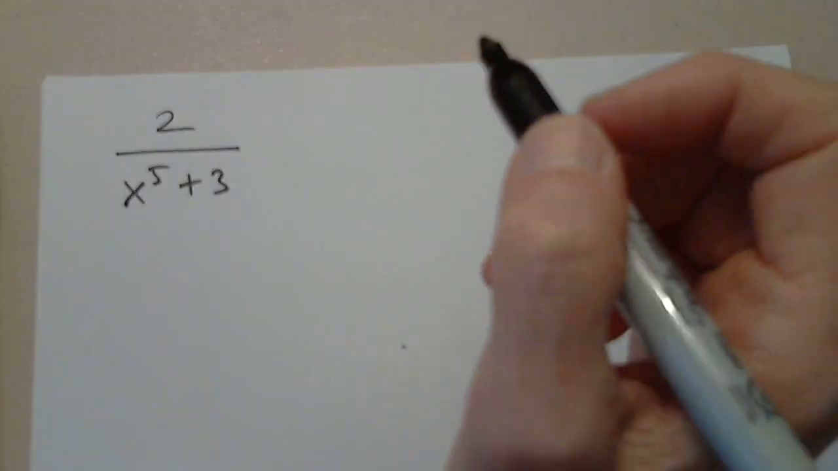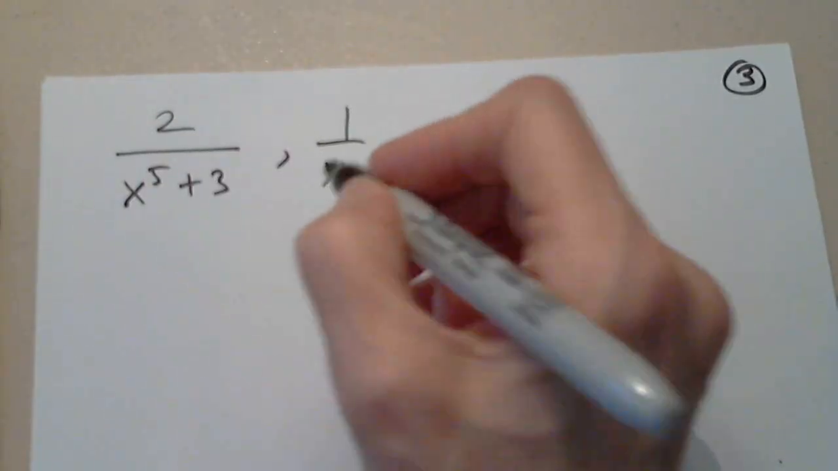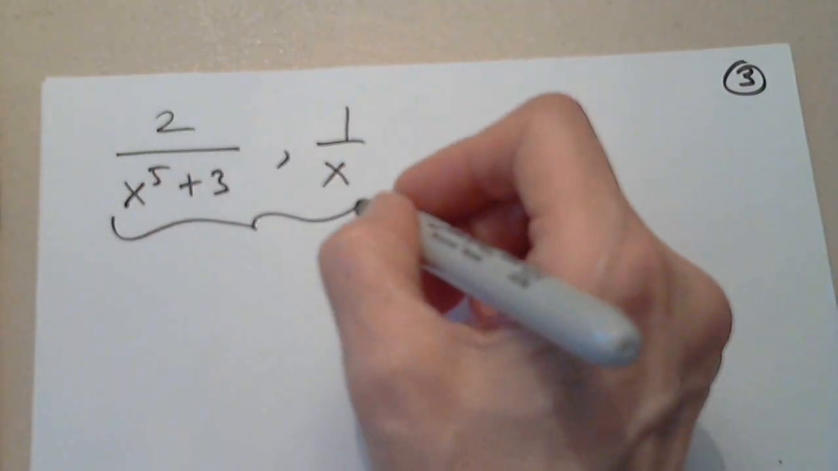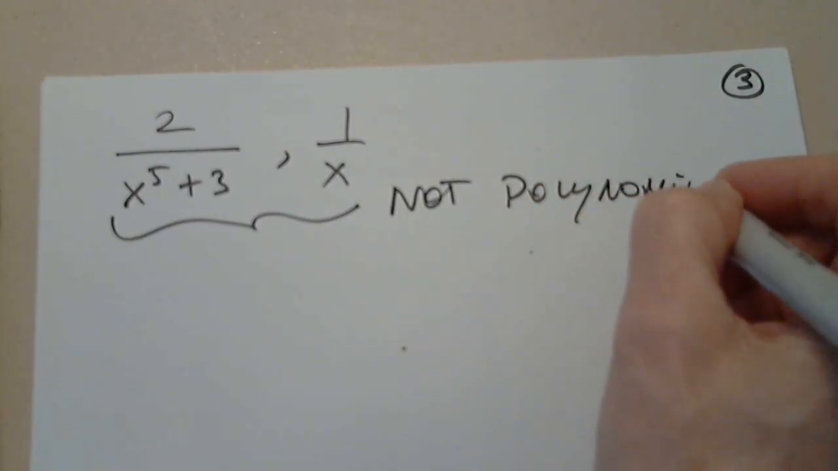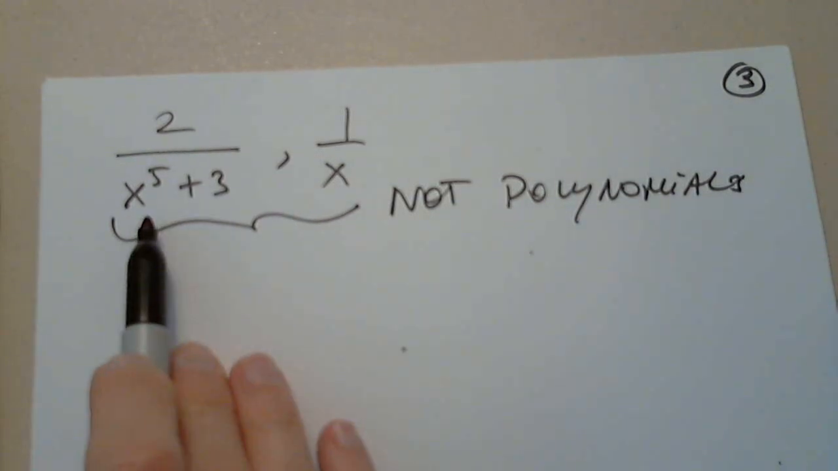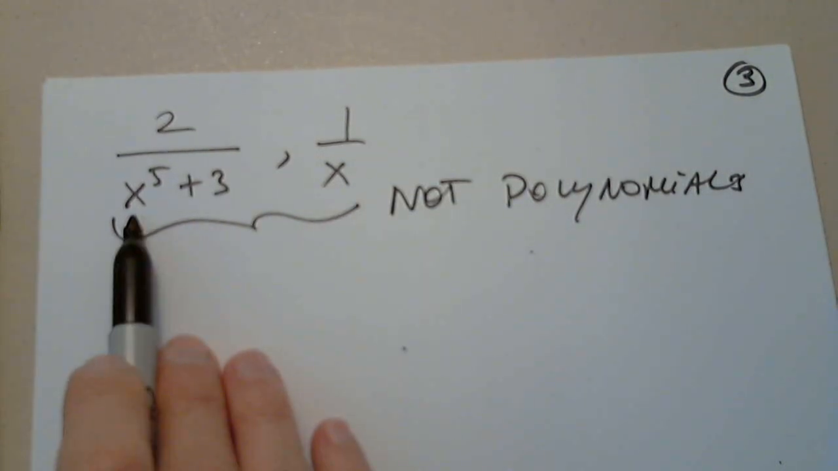Okay. So just to make sure, another example, 2 over x to the 5th plus 3, or what I said before, 1 over x, these are not polynomials. No polynomial can have x in the denominator.